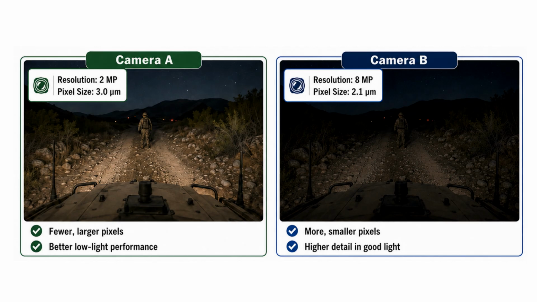Because each pixel has less surface area, it collects less light during the same exposure, so the image appears darker and may need more gain. Camera B can capture more detail in good lighting, but camera A is often better for night navigation. The key trade-off is low light sensitivity versus higher resolution.